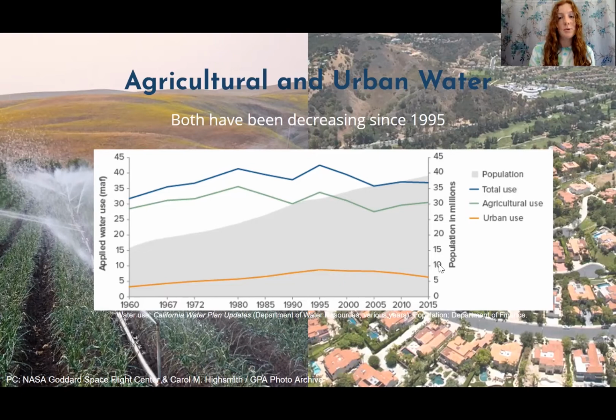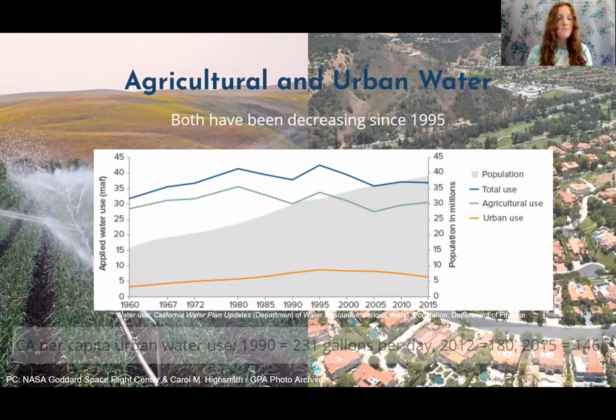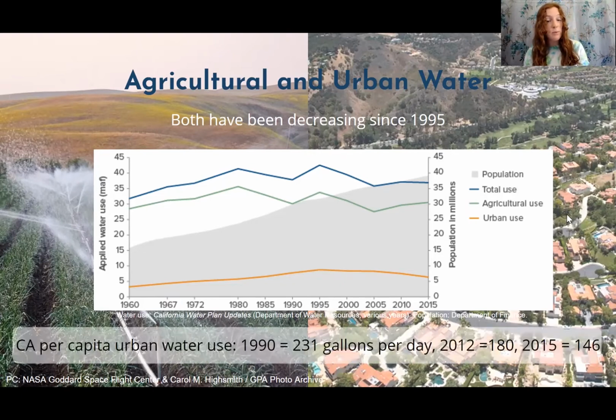So I have some numbers here on that. Our per capita urban water use was at 231 gallons per person per day in 1990, and then it fell to 180 in 2012, and then all the way down to 146 in 2015. That was because of certain drought-related conservation efforts. And since then, our use has rebounded a little bit because we were advertising that we had gotten out of that drought.